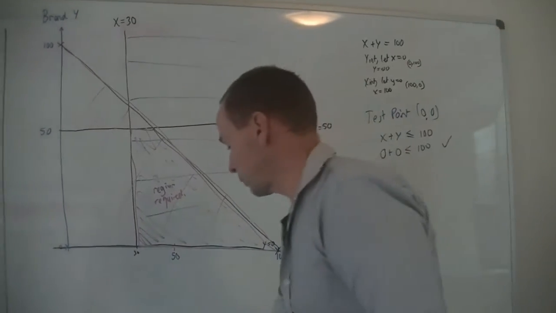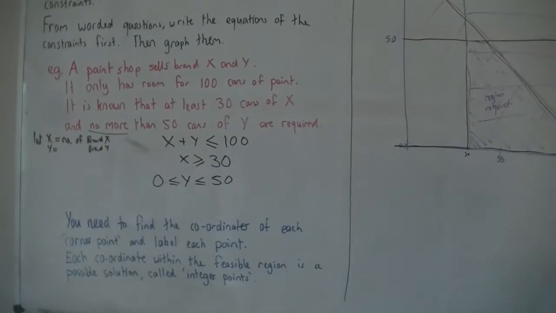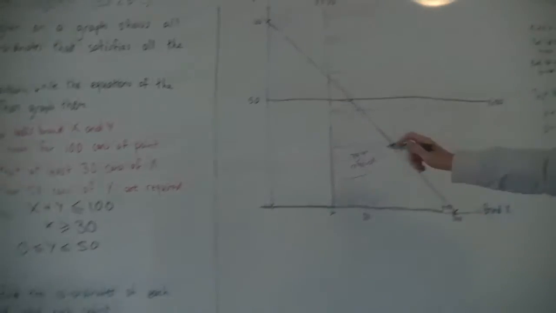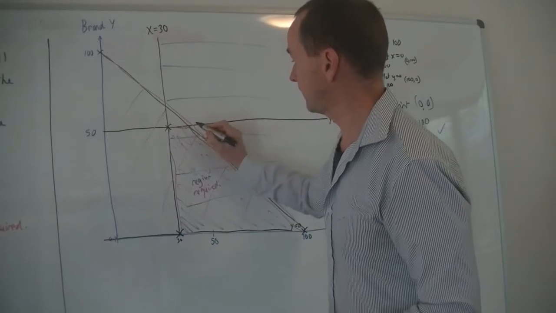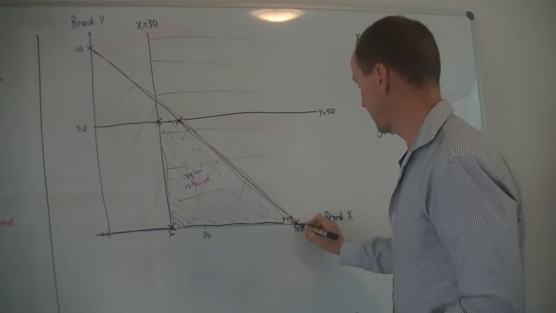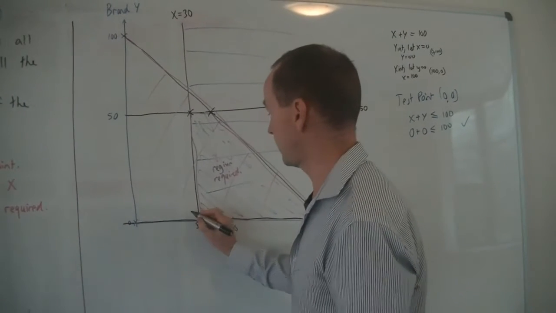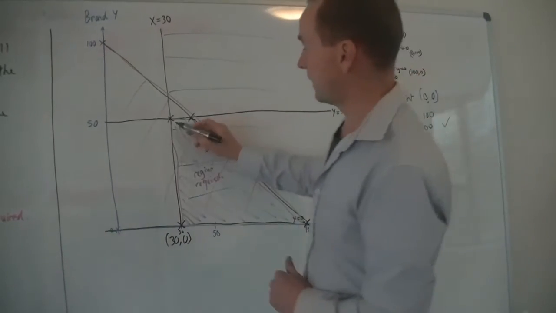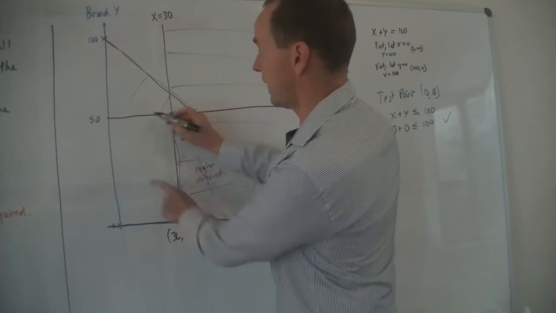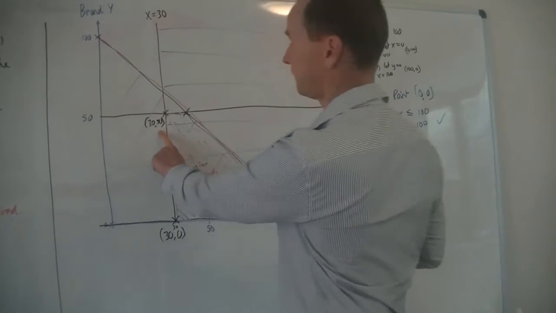And now, there's one more thing we need to do, and that is, we need to find, it says down here, you need to find the coordinates of each corner point and label each point. So if you want to get full marks on a graph, you need to label. Now these are the corner points. There's one, there's another one, there's another corner point there, and there's a corner point there. Alright, so this one here is 30, 0. So we'll label it 30, 0 is our corner point. Now this one up here, it's 30 and it's 50. So that point there is 30, 50.